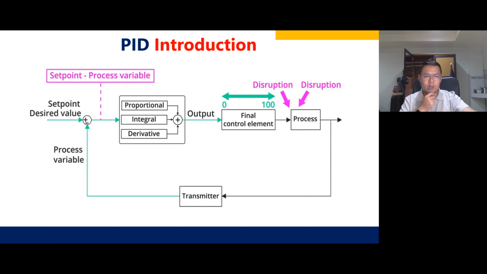By combining proportional, integral and derivative actions, it aims to reduce the error and stabilize the system, ensuring that the process variable closely follows the setpoint with minimal overshoot and oscillation.